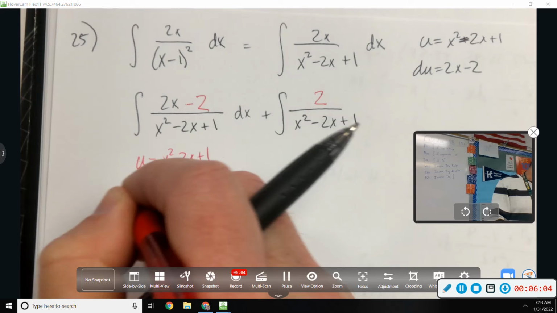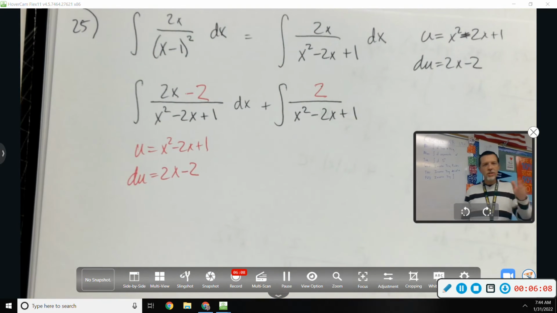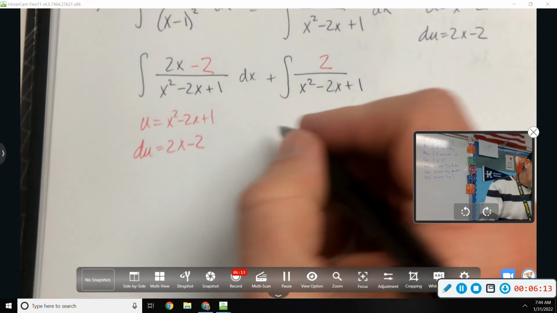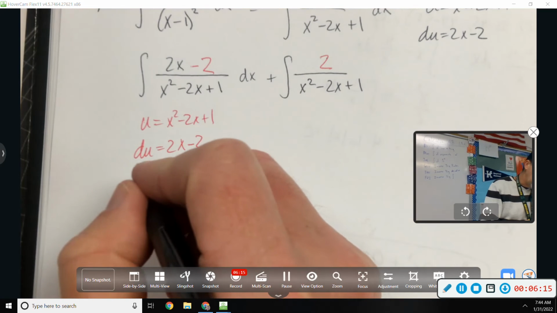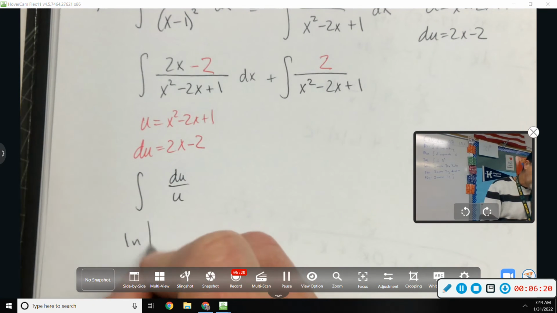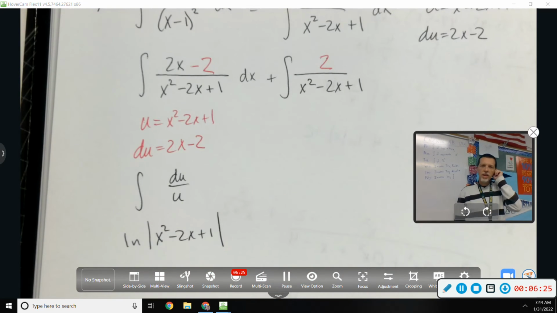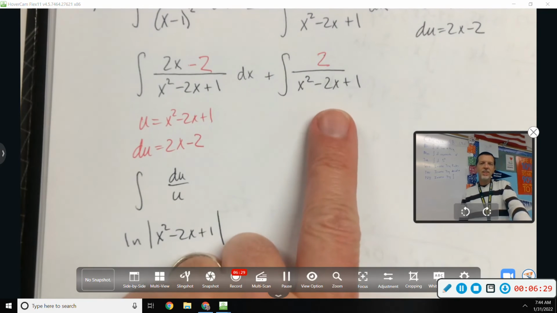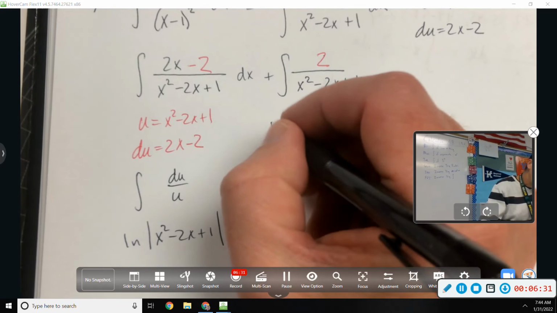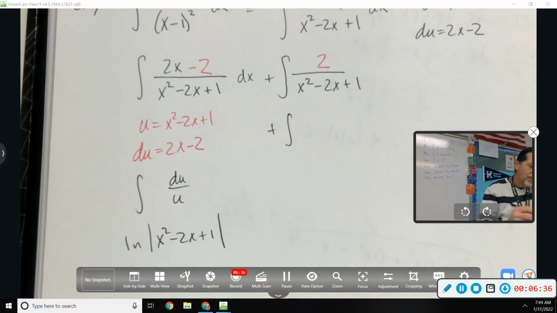And here's why I know this is going to work. Because that first one now is a u du thing. Let's finish that one out and see what happens. So natural log x squared minus 2x plus 1. But the second one, that's not the same u du because there's not a 2x there.